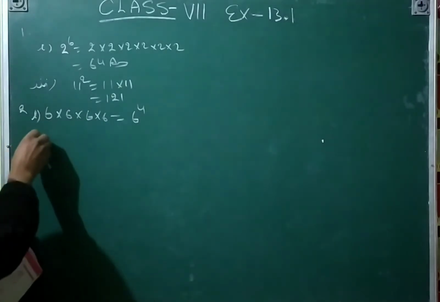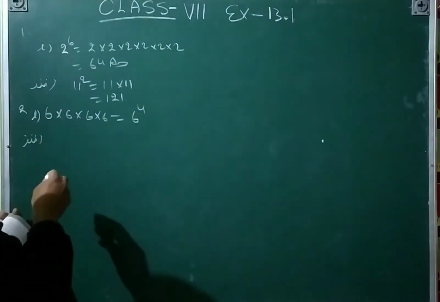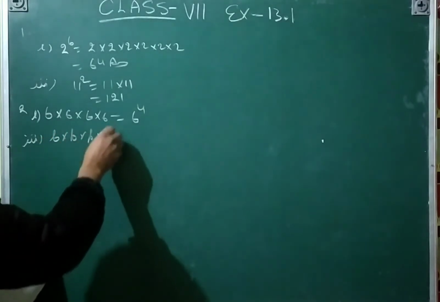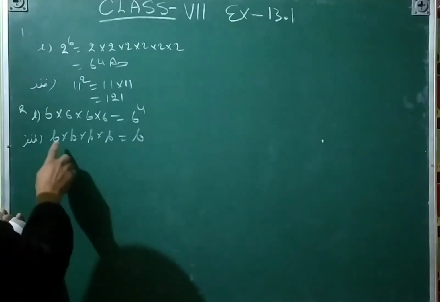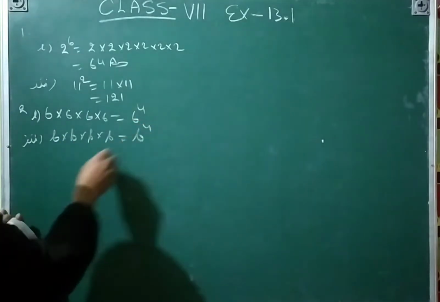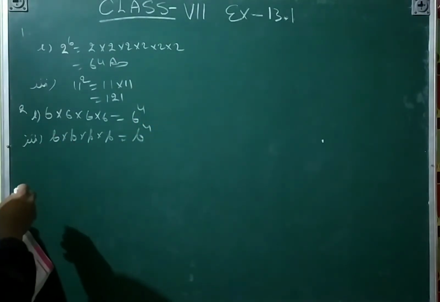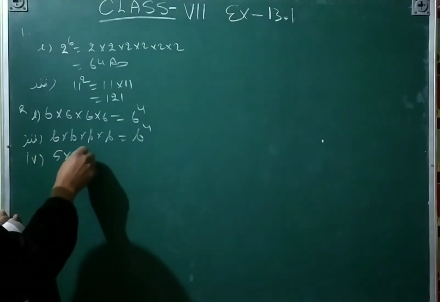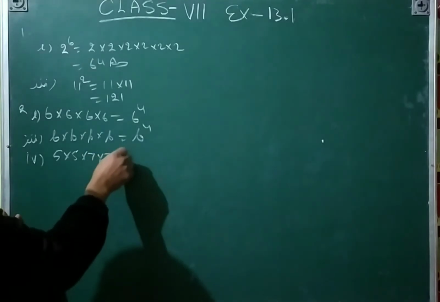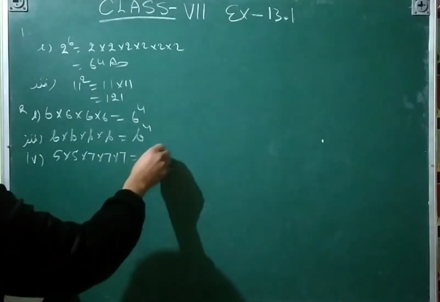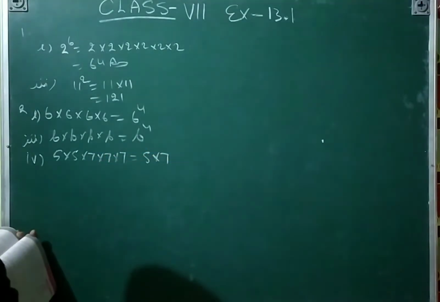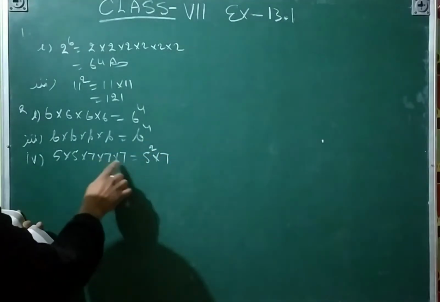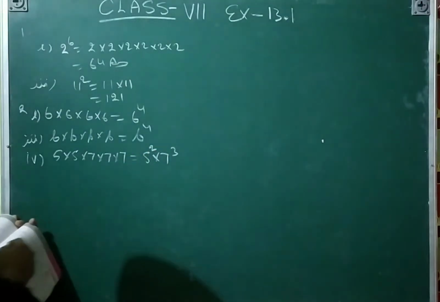And then the third part: b into b into b into b. So you will write the b, same thing, and 1, 2, 3, 4 times, that is power 4. And then the fourth part also: 5 into 5 into 7 into 7 into 7. So similarly you will write 5 and 7, and then count the 5 how many times: 2 times, so power 2 is there, and 7, 3 times, so power 3 will be here.